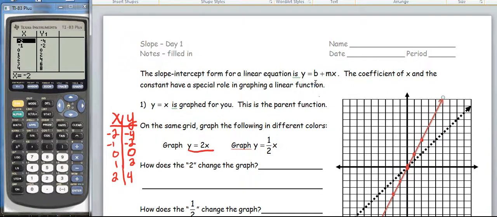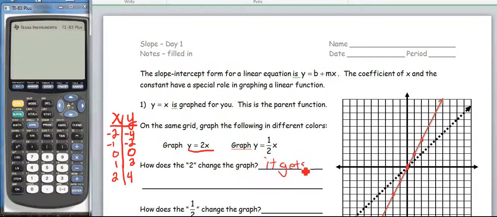Now let's answer our question. It says, how does the 2 change the graph? Well, we're asking how it changes from this dotted line that they gave us right there. Well, what do you think? I think it looks steeper. So I can say it gets steeper.